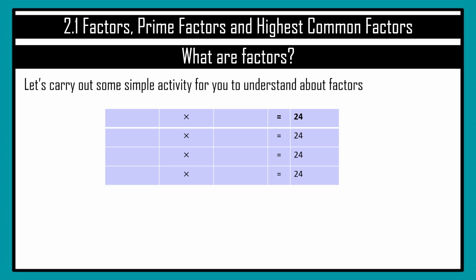What are factors? Let's carry out a simple activity so that you understand what factors are. You see a table here with the number 24 at the end. I'm going to ask you, what numbers multiply to give 24? I'll start. The first one is usually 1 multiplied by 24. Can you give me other numbers?